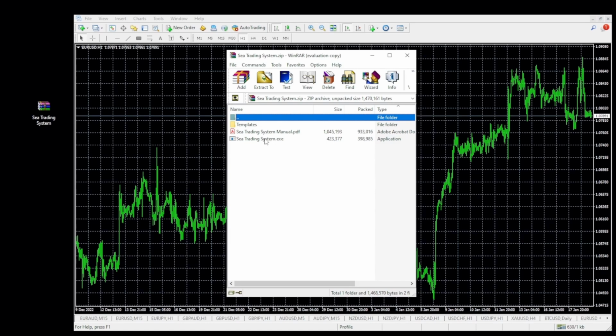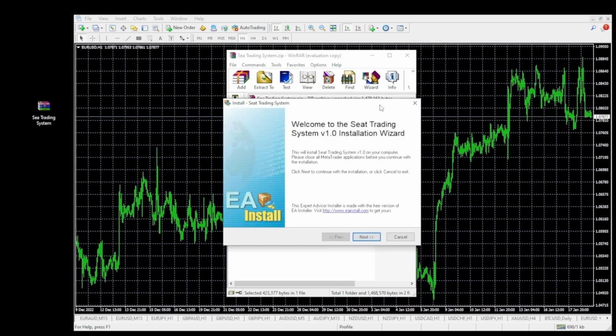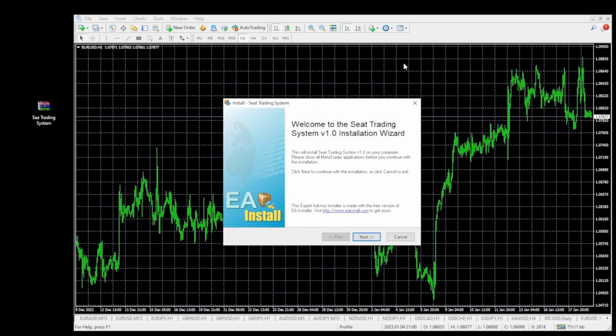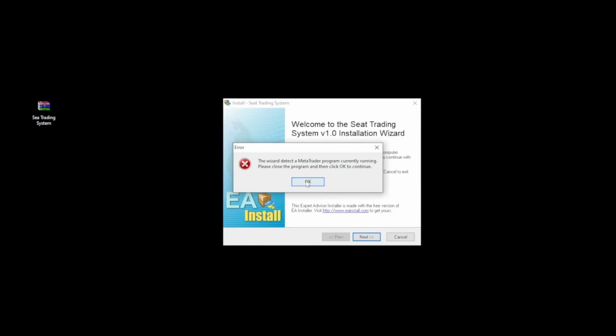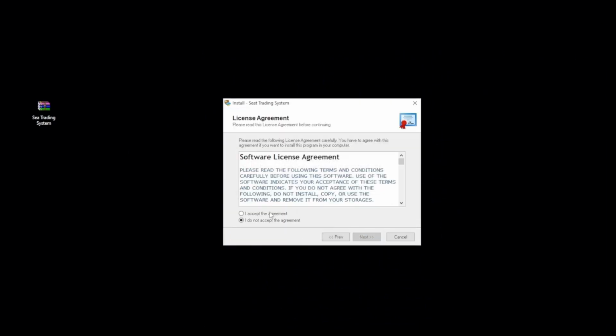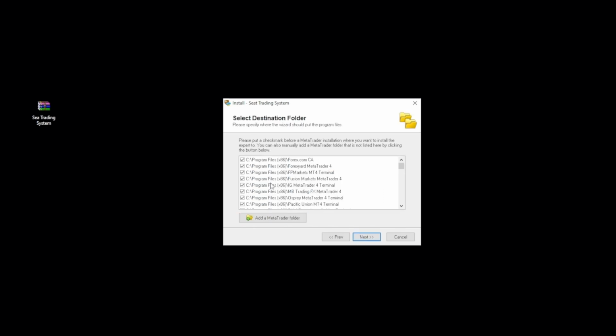And to do that, I'm simply going to double click the exe file. Now that I have this installation wizard, I don't need the zip file anymore, so I'll just X that. And from here, I'm going to click next. And I get this error message because I have a MetaTrader chart open. So I'm going to close the MetaTrader chart. And then I'm going to click OK. And now I'm going to click I accept the agreement and click next.